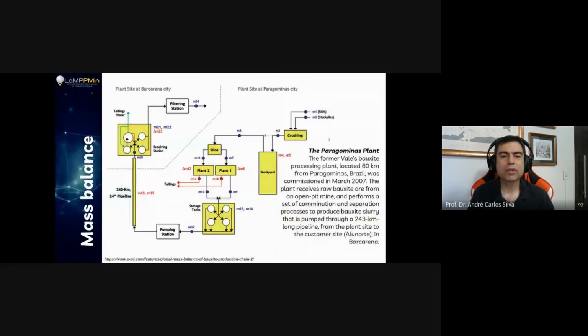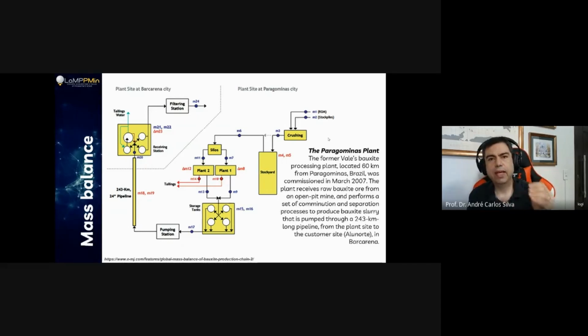Okay, so this is actually a real example. This is coming from a place called Paragominas in Brazil, and they are located 60 kilometers away from the city Paragominas. Okay, and that's why the mine has this name, coming after the city. And it is an open pit mine, and they belong to a company called Alunorte, and they stay on the area of a big city called Barcarena, and they produce aluminum. Okay, so as you can see over here, that's their mass balance.